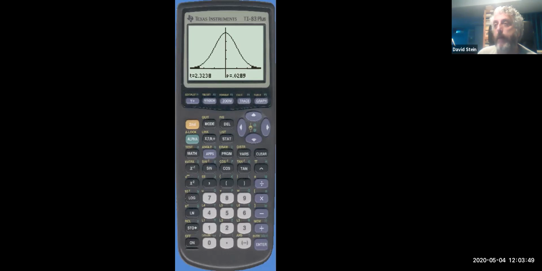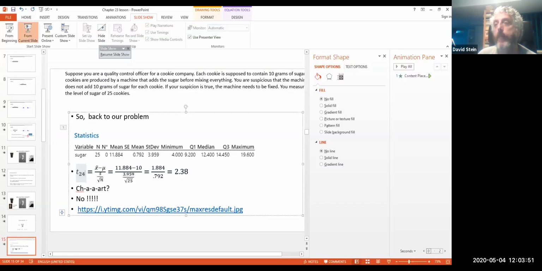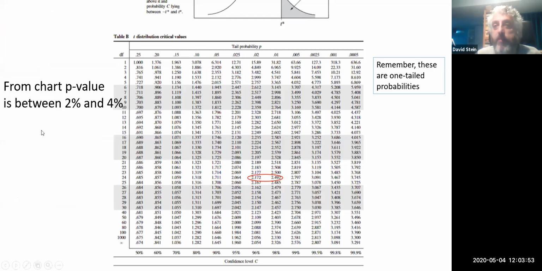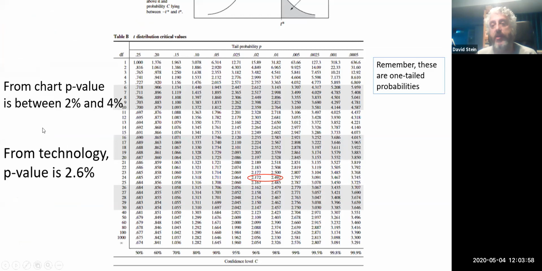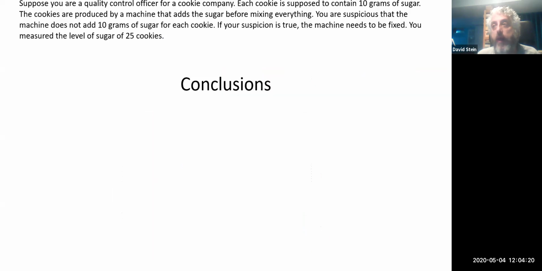Going back here now. From the chart, the p-value is somewhere between 2 and 4%, but from technology I get a nice p-value, which is 2.6%. Okay. From now on, this is the same thing, right? Basically we're doing the same thing we were doing before, but after we substitute s for sigma, we now have to use the t chart. And so the p-value is 2.6%.